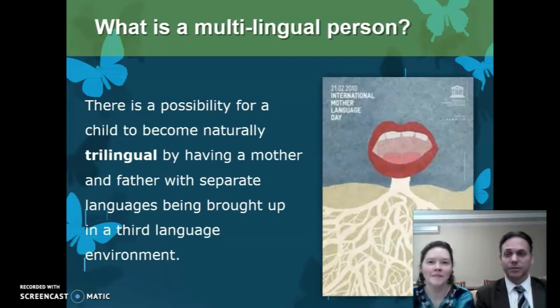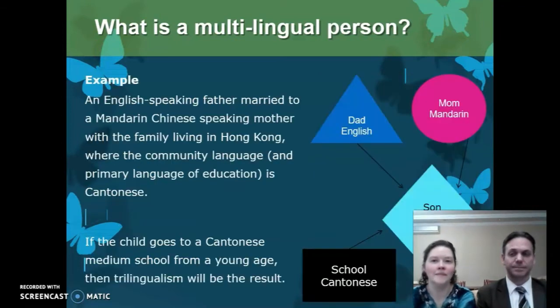There is a possibility for a child to become naturally trilingual by having a mother or father speaking separate languages, and being brought up in a third language environment. The example here is a dad who speaks English, a mom who speaks Mandarin, yet they are sending their son to a Cantonese school, and so the son is learning all three languages simultaneously. We have many international friends that are in similar situations here in Kazakhstan now, where they are raising their children trilingual.